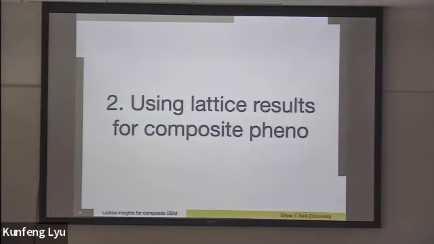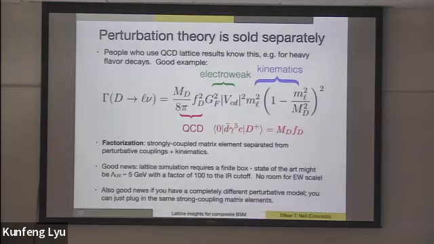Okay. So before I get to showing those results, I have a more specific comment about how to use lattice results for composite phenomenology. Again, this is some points of confusion that I want to dispel, but that sometimes come up in translating from lattice results to phenomenology. So one important point to keep in mind is that perturbation theory is sold separately. It's not included in the lattice simulation.